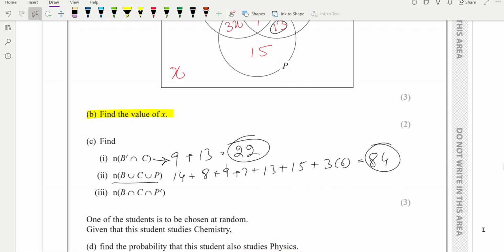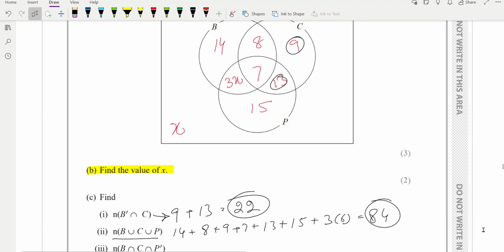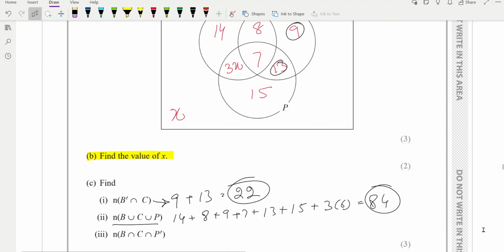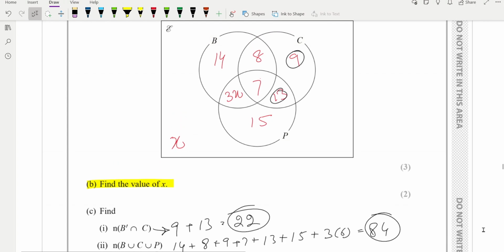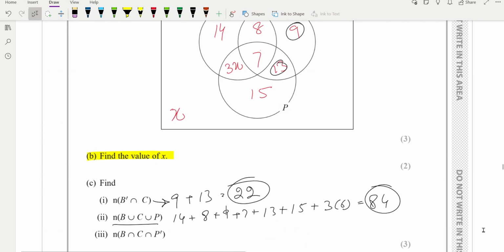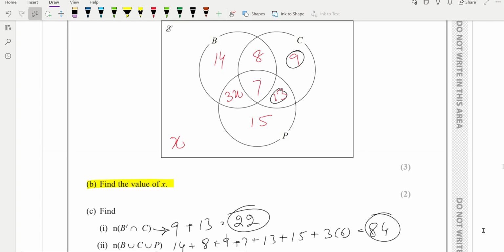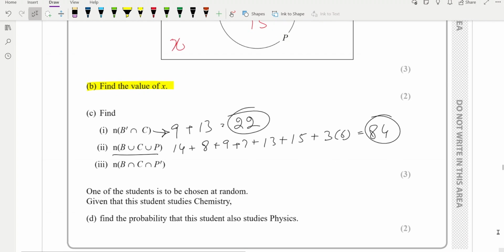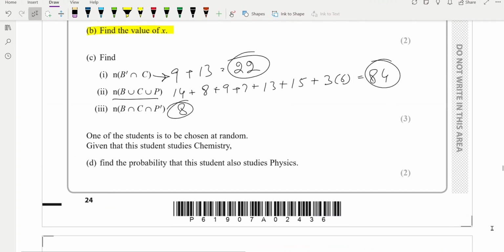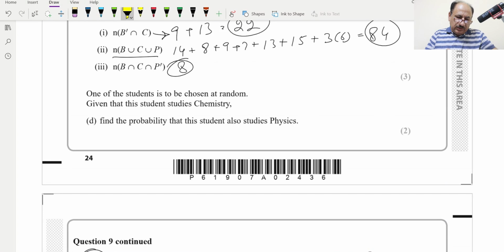And the third part is n of B intersection C intersection P complement. So B intersection C will be common in B and C, and intersection with the P complement. So that will be only 8. So we will write here the answer as 8. Hopefully you understood this.